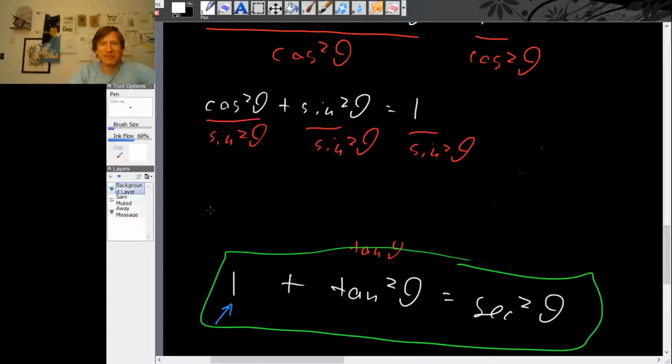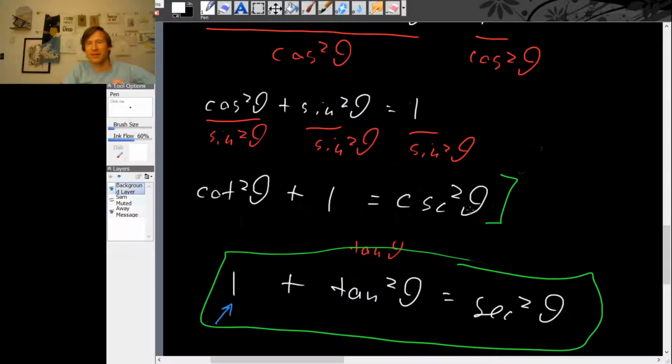So cosine squared over sine squared, that's cotangent squared theta. If you don't see why, take a second to figure that out. Sine squared theta over sine squared theta, that's 1, equals 1 over sine squared theta, that's cosecant squared theta. So there's another Pythagorean identity. So there are 3 versions of the Pythagorean identity, one with sine and cosine, that's the most important one, and then one with tangent and secant, and one with cotangent and cosecant.